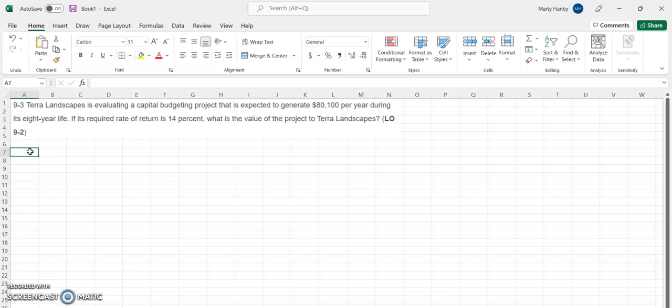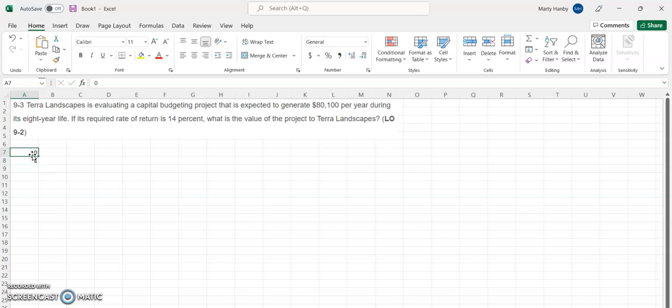Terra Landscapes is evaluating a capital budgeting project expected to generate $80,100 during its 8-year life. So that's $80,100 eight times. Its required rate of return is 14%. What is the value of the project to Terra Landscapes?